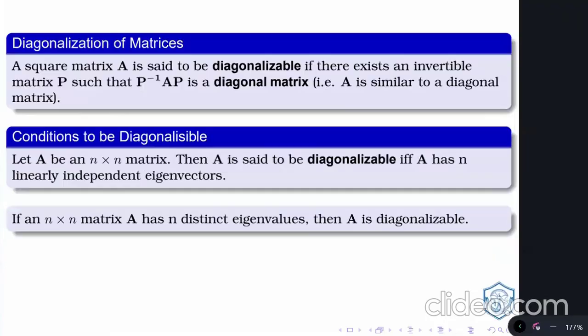The restriction is that A is said to be diagonalizable if and only if A has n linearly independent eigenvectors. For a matrix A, which is an n cross n matrix, I need n eigenvectors which are linearly independent. If it's n minus 1, it's not possible. If it's n plus 1, it's not possible at all. But if it's lesser than n, then we can conclude no, it's not diagonalizable.